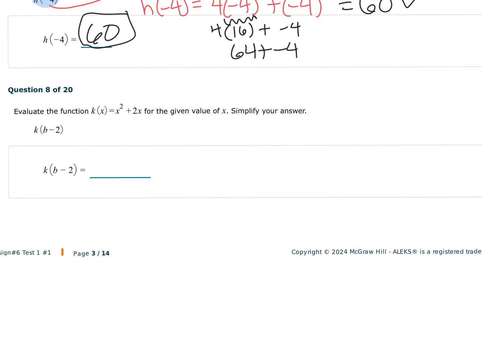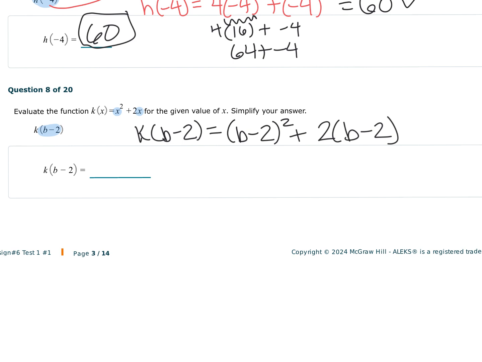Let's try question 8. Evaluate k at x is equal to x squared plus 2x for the given value of x and simplify your answer. Okay, so this one I can already tell, oh man, I've got to put b minus 2 into these two places. This is going to take some simplifying for sure. So k at b minus 2 is going to look like this. So I'm replacing x with b minus 2.